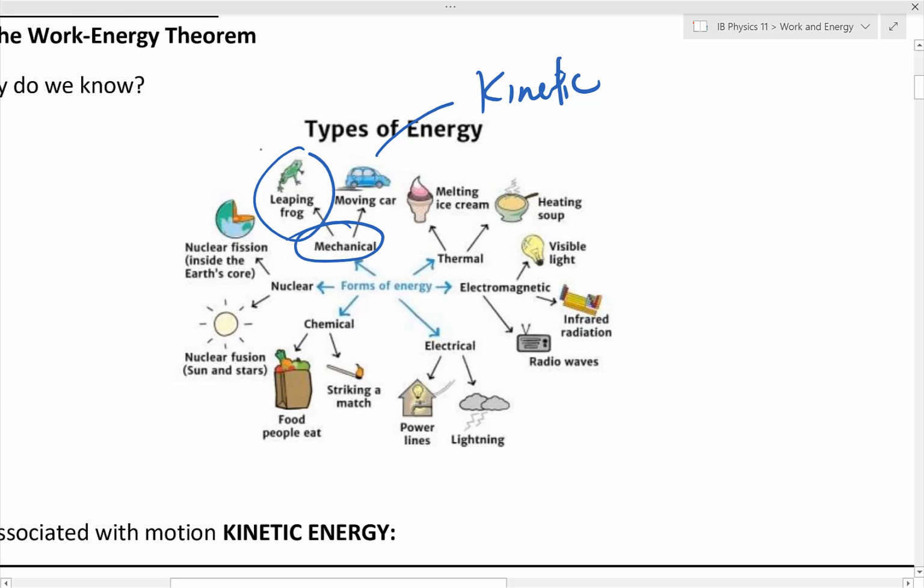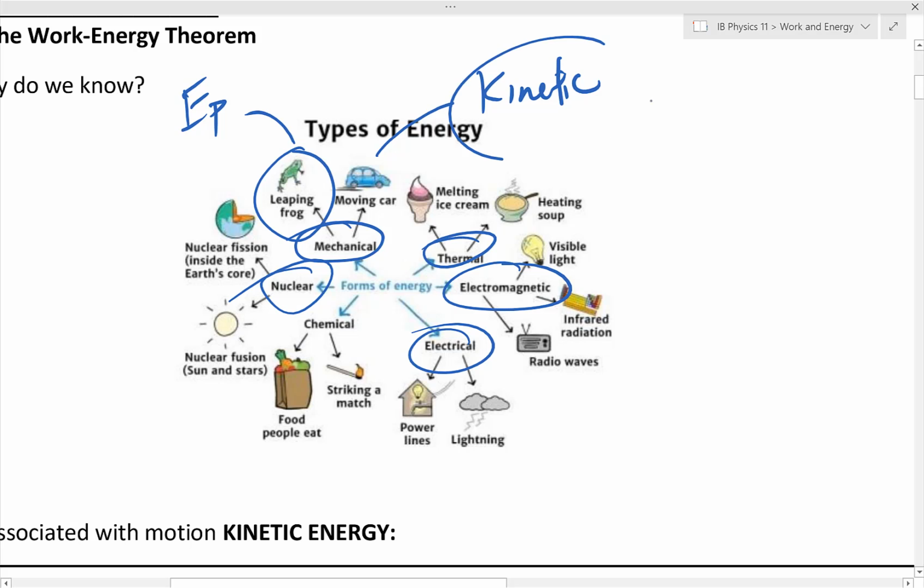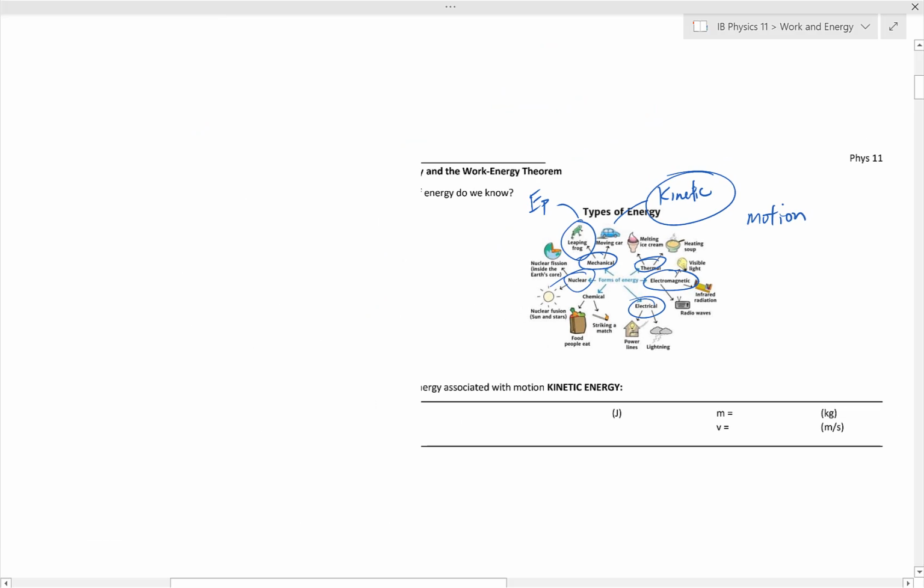Later on in this unit, we will also talk about potential energy, such as gravitational potential energy and elastic potential energy. There are other forms of energy which we might see in the rest of the year and the rest of the IB curriculum, including thermal energy, EM energy, electrical energy, and nuclear energy. But today we will focus on kinetic energy, or the energy associated with something that is moving, associated with motion.